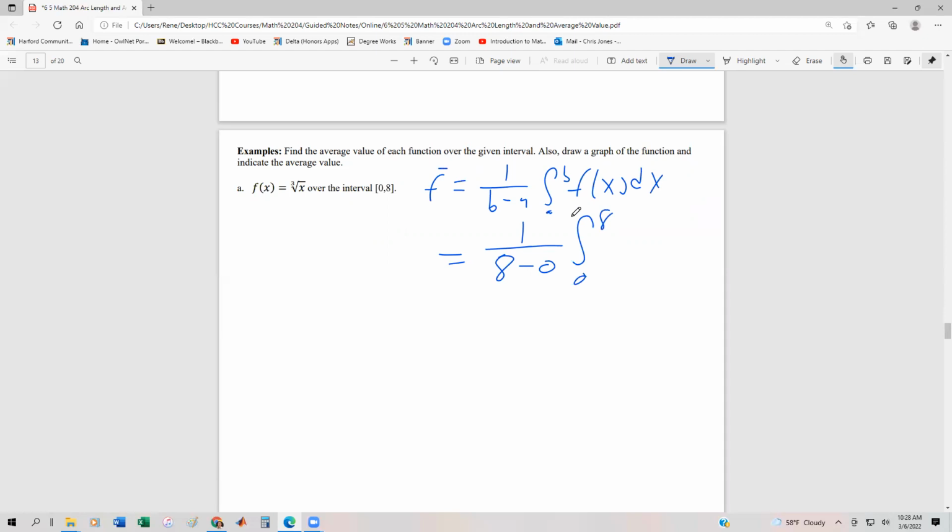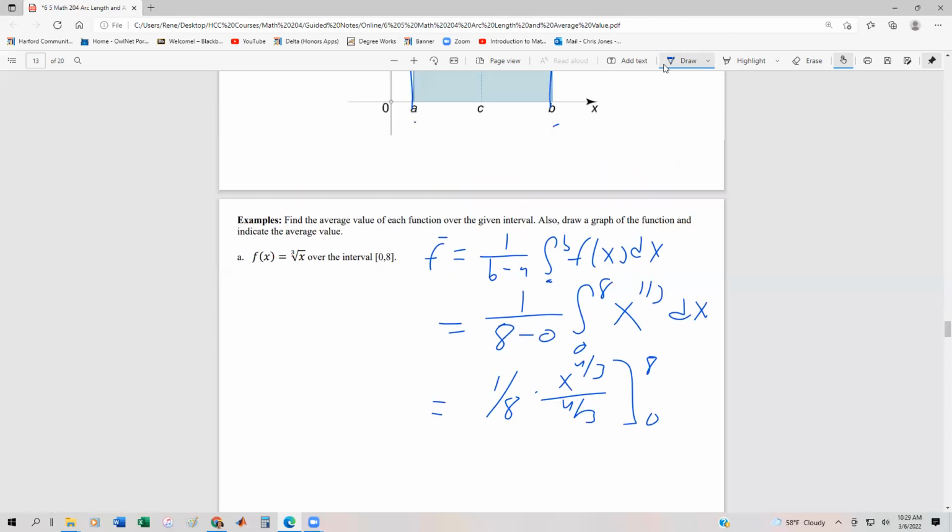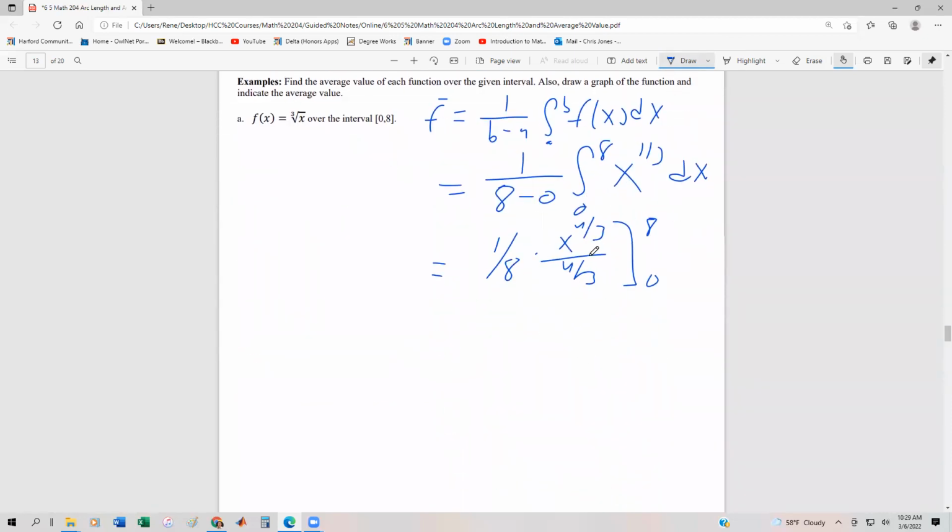And our function is the cube root of x dx, which is the same thing as x to the 1/3, so we can just rewrite that immediately as x to the 1/3 power. And from there, we could just go ahead and integrate right away. That's not meant to be too difficult. So we're just going to add 1, divide by the new exponent. So we have 1/8 times x to the 4/3 divided by 4/3, from 0 to 8. If we multiply by the reciprocal, that's going to give us 3 over 32.